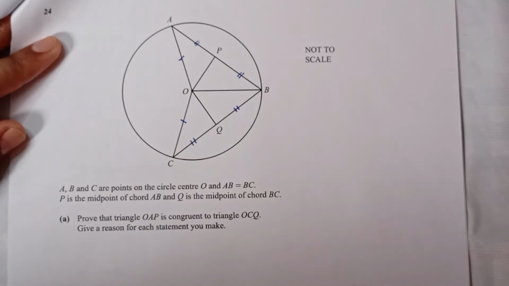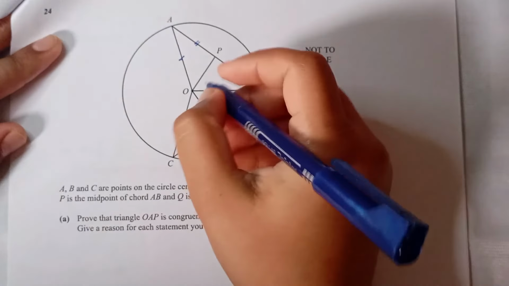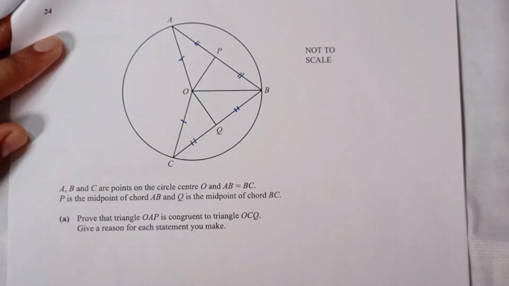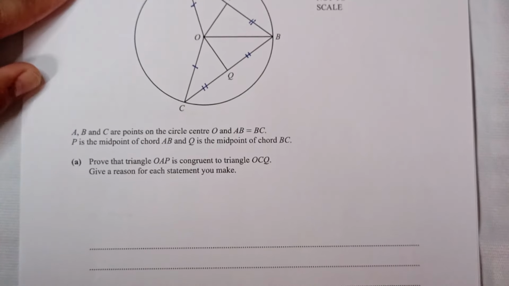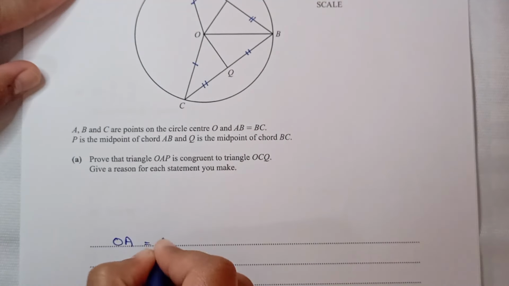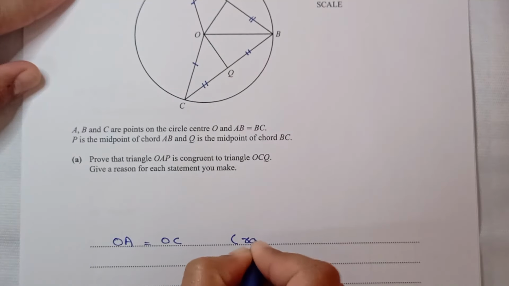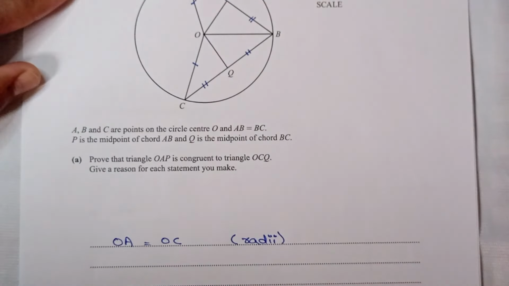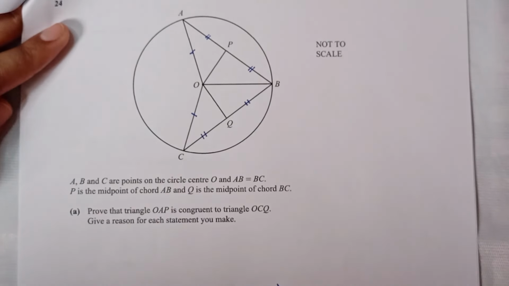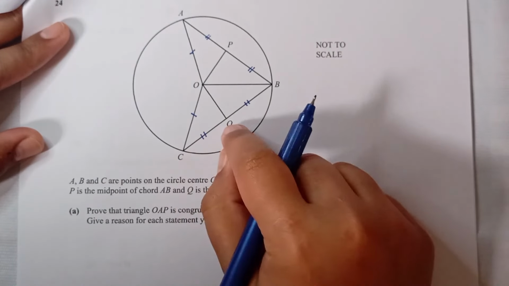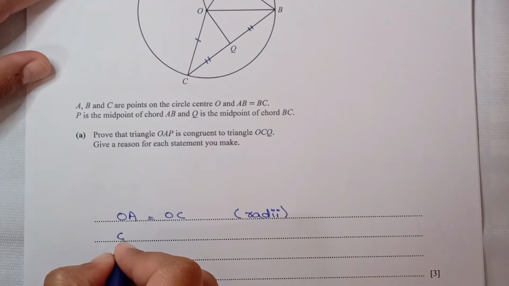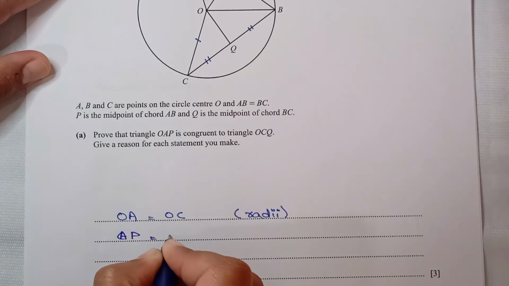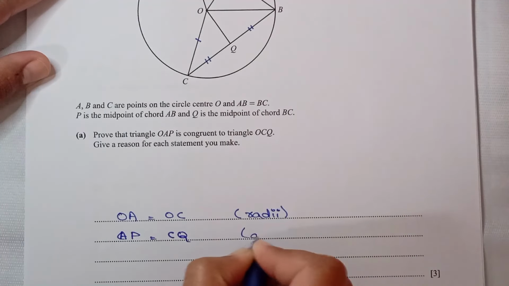Okay, so how can we show that these are congruent? The first thing: OA and OC are the radii of a circle. So the first step we can make, let me write it down here, is that OA equals OC, reason: radii. These are the two radii of the same circle. And then we have the given information that CQ and AP are also the same. So AP equals CQ. This is given to us.